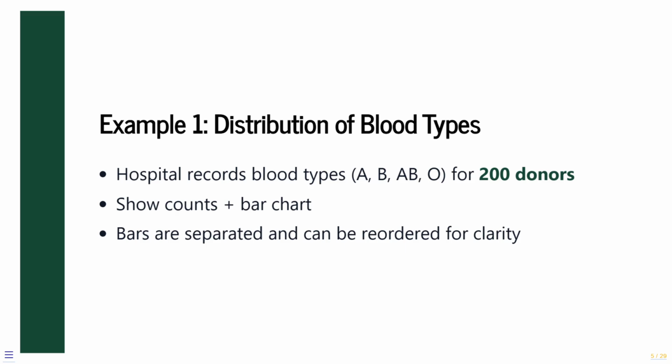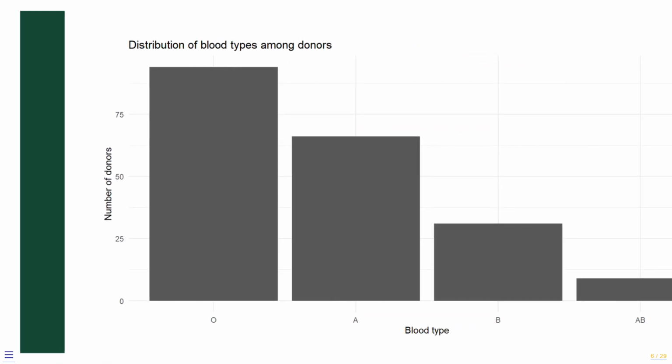Suppose a hospital records the blood type A, B, or O of 200 randomly chosen donors. The counts are shown in the table below along with a bar chart. Notice that the bars are separated and can be reordered to make patterns easy to see. The vertical bar chart emphasizes how common type O is relative to the others. You could flip the axis to make a horizontal bar chart if your category names are long, or if you prefer to read labels on the y-axis.